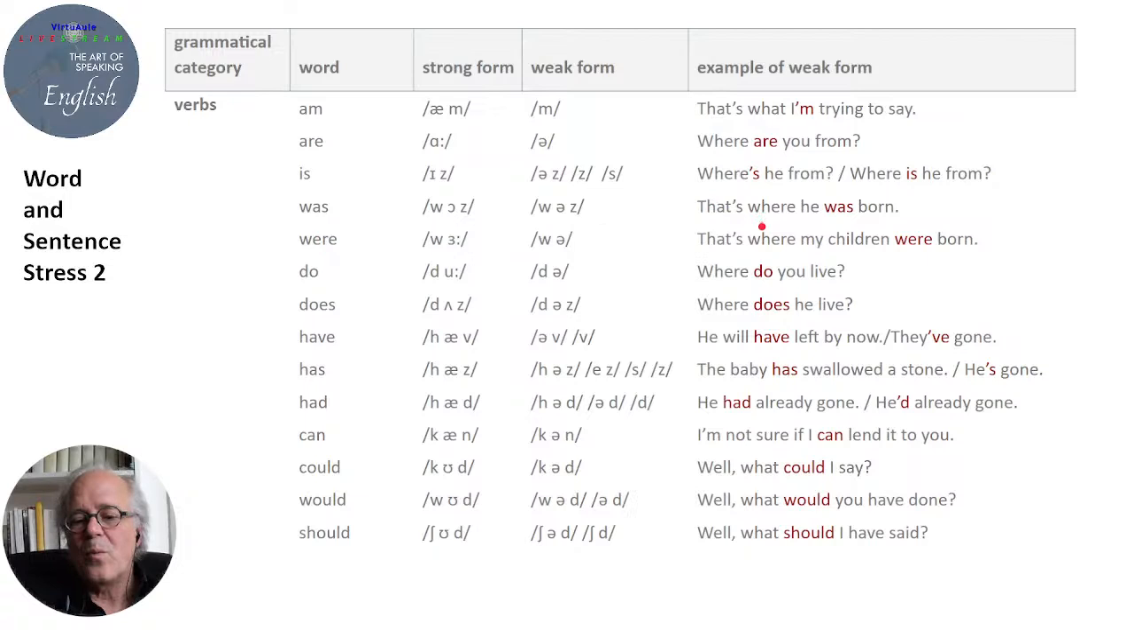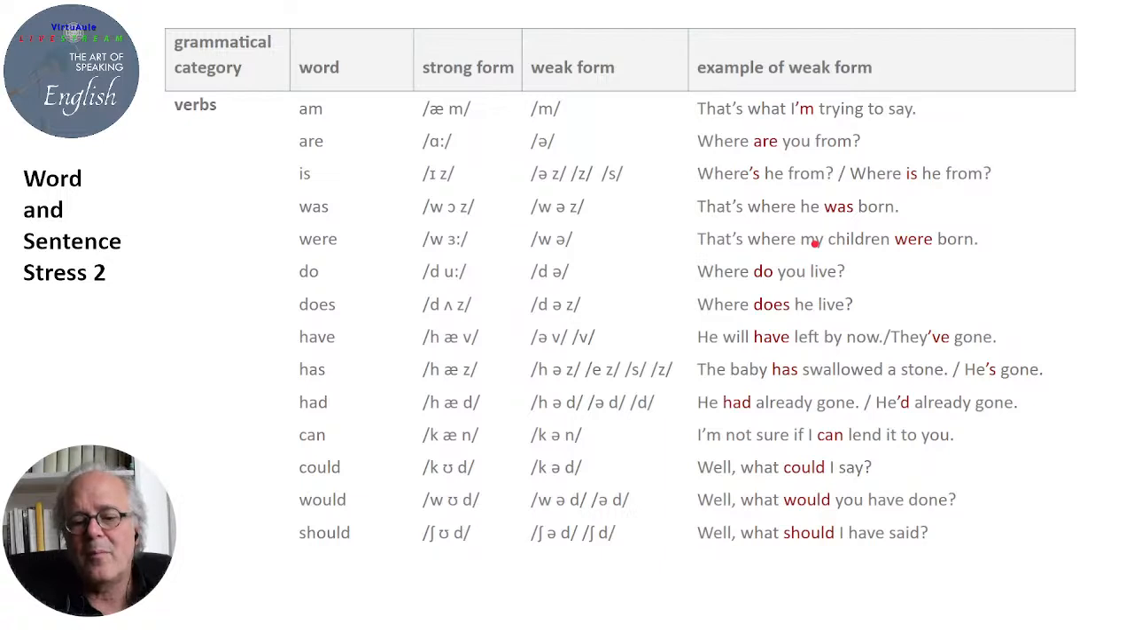Was. That's where he was born. Was gets changed to was. That's where he was born. He was born. Very, very short. Were. That's where my children were born. Were, long sound. Were gets changed to were. That's where my children were born.